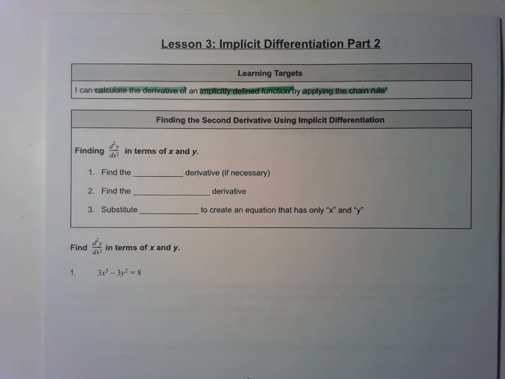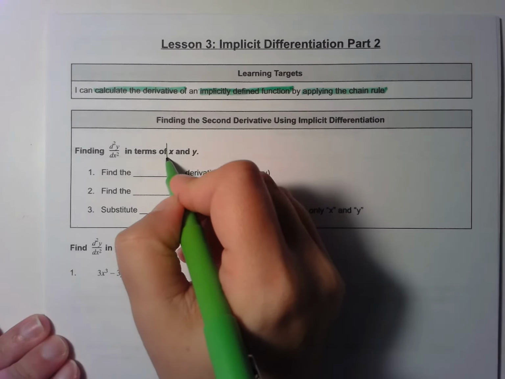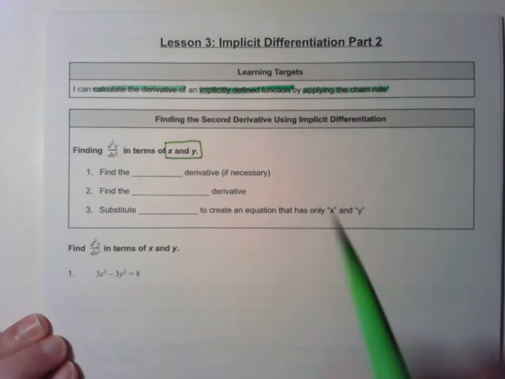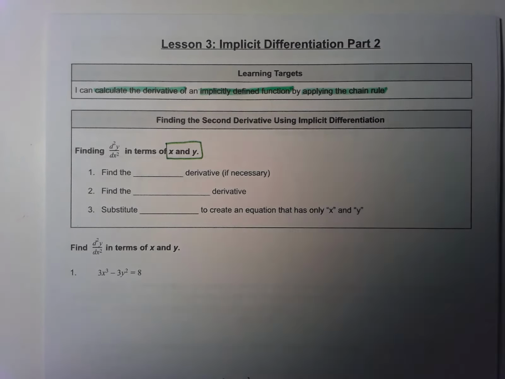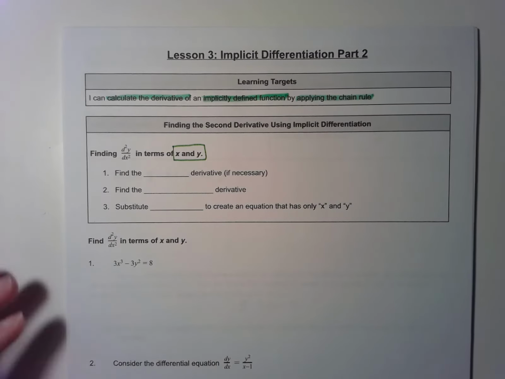So at the beginning of this unit, we learned that the second derivative is just when you take the derivative again. So it's the same thing here. When we want to find the second derivative in terms of x and y, what this means is that your final answer should just have x's and y's in it. And that's going to become important in just a second. So just keep that in mind. You want your final answer to have x's and y's in it.